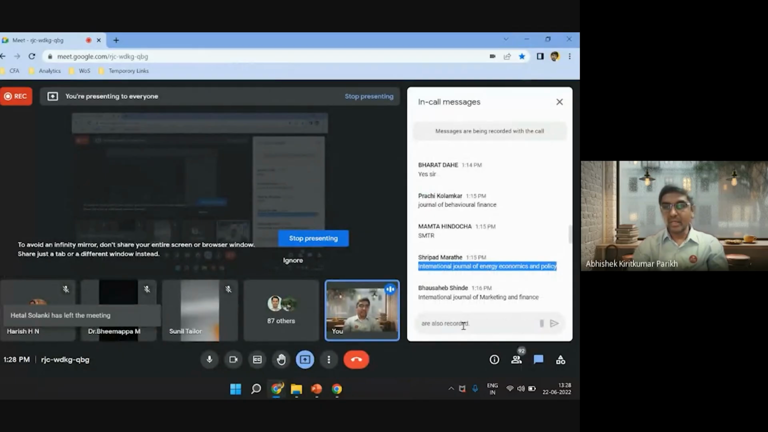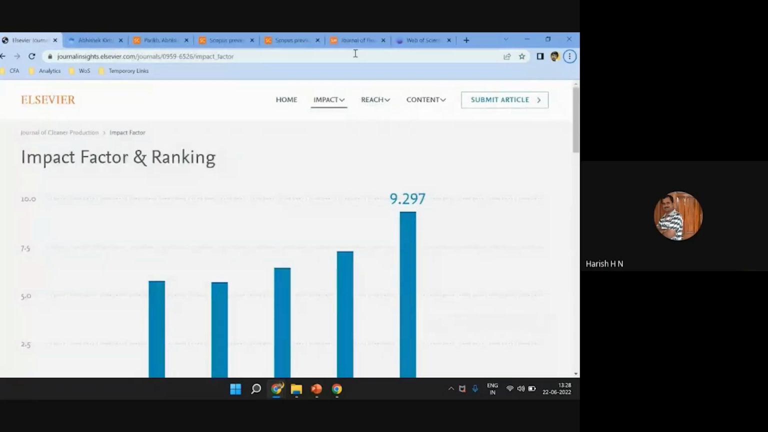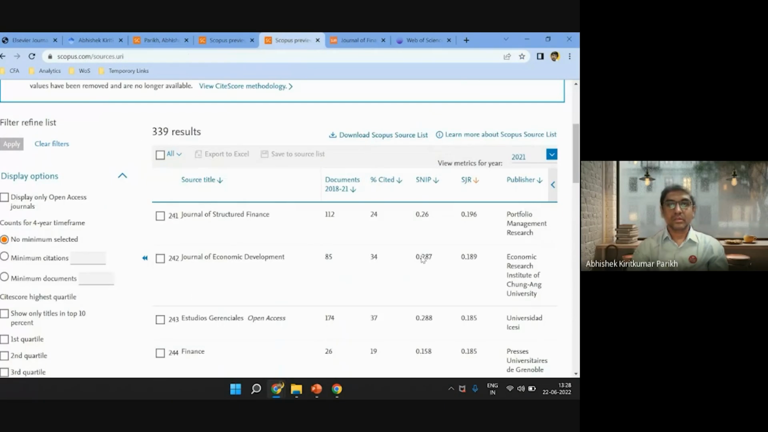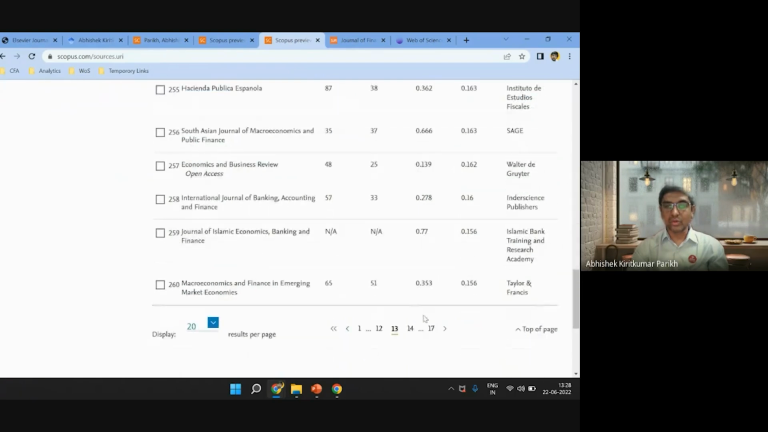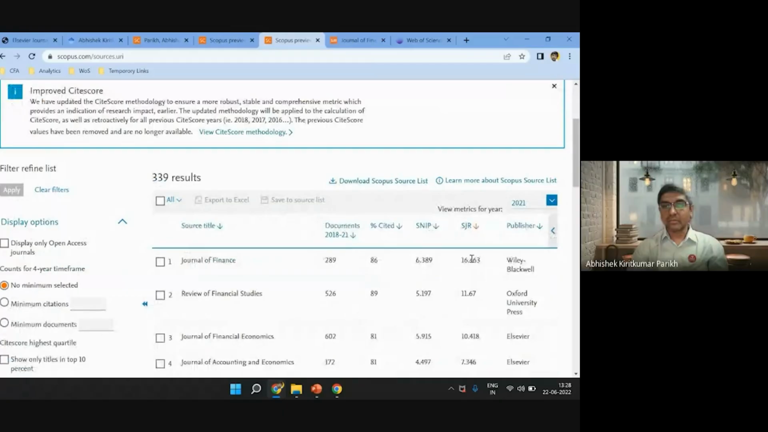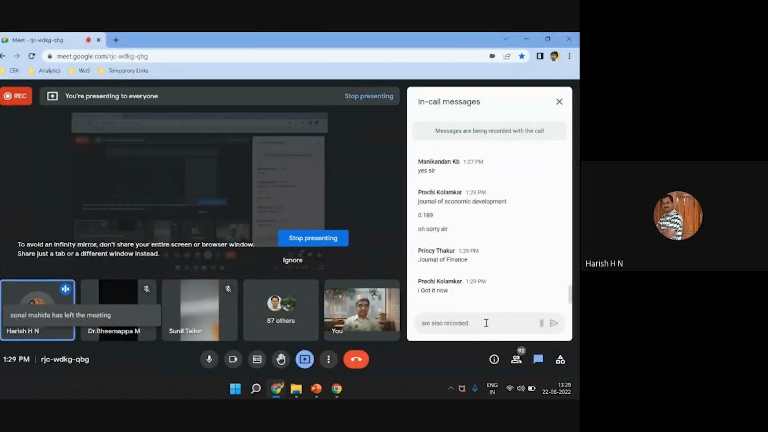Can anybody tell me which is more important? Journal of Economic Development. Are you sure? What is a SJR score? 0.189. So is 0.189 a good score, or is 16.46 a good score? Which one? 16.46 is a good score.